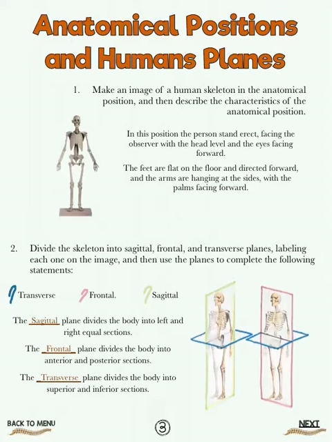palms facing forward. And there are 3 different human planes: the transverse, frontal, and sagittal. The sagittal plane divides the body into left and right equal sections. The frontal plane divides the body into anterior and posterior sections, and the transverse divides the body into superior and inferior sections.